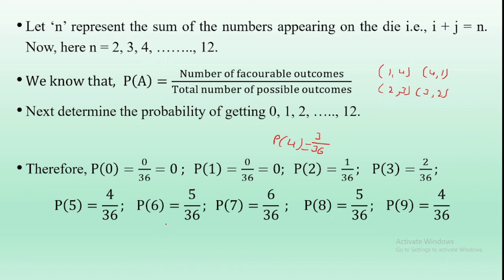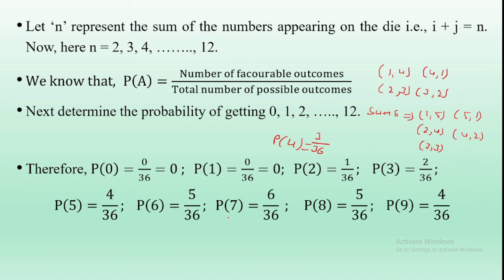Rolling a pair of 2 dice, the possible combinations for getting a sum of 6 from the above sample space are (1,5), (5,1), (2,4), (4,2), and (3,3). So these are the possible combinations of getting a sum of 6. There are 5 combinations. Therefore, the probability of 6 is equal to 5 divided by 36.